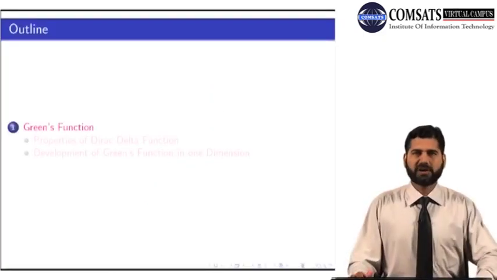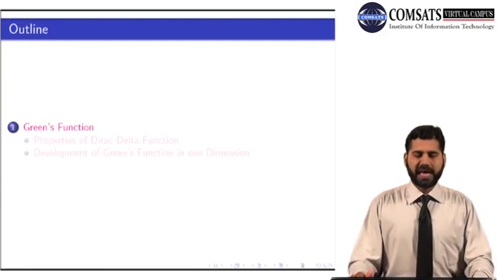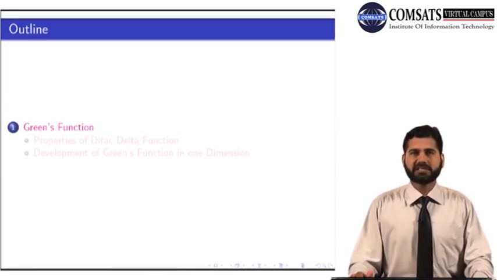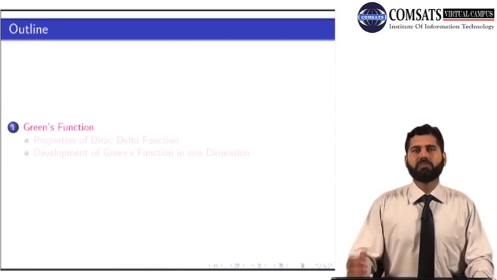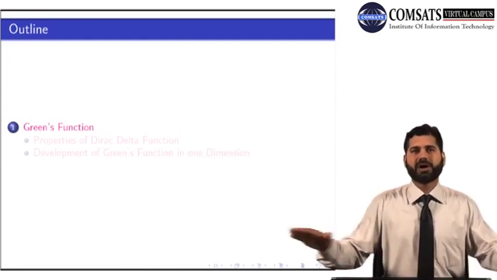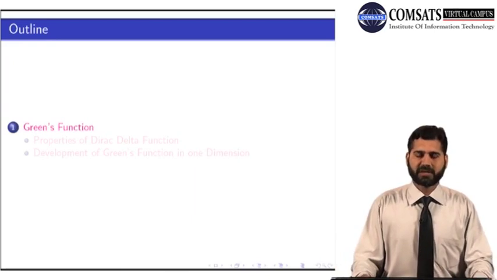The outline for today is Green's function, and to study Green's function it's important to study the properties of the Dirac delta function. The Dirac delta function is also called the impulse function, which blows up at one point and is zero elsewhere.